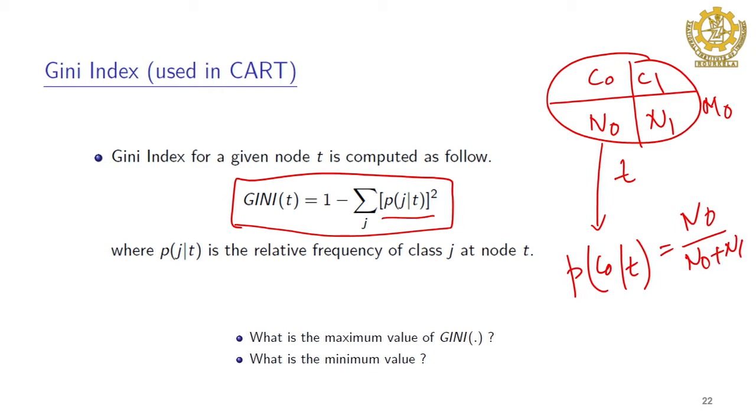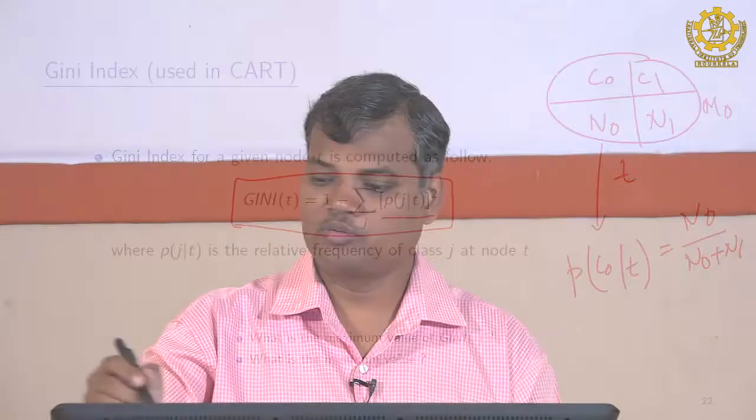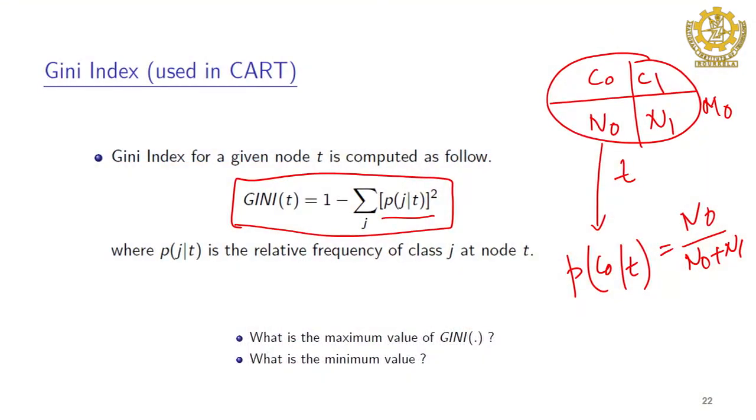This is PjT. Within a node you start counting how many objects belong to the same class; same class means, let us say, class C0, and that gives you P(C0|T). Similarly, you count how many objects belong to class C1, and that count is relative to the total number of objects in that particular node. Here the total is N0 plus N1. So PjT is the relative frequency of class j at node T.